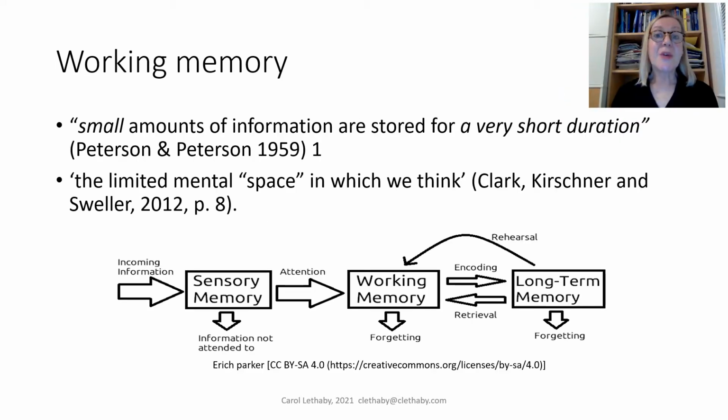We're going to start with a couple of definitions. First of all, working memory. Working memory is the memory system where small amounts of information are stored for a very short period of time. Okay, and this basically equates to what we're conscious of at any one time. As Clark, Kirschner and Sweller call it, the limited mental space in which we think. And the main and most important part about it is that it is limited.